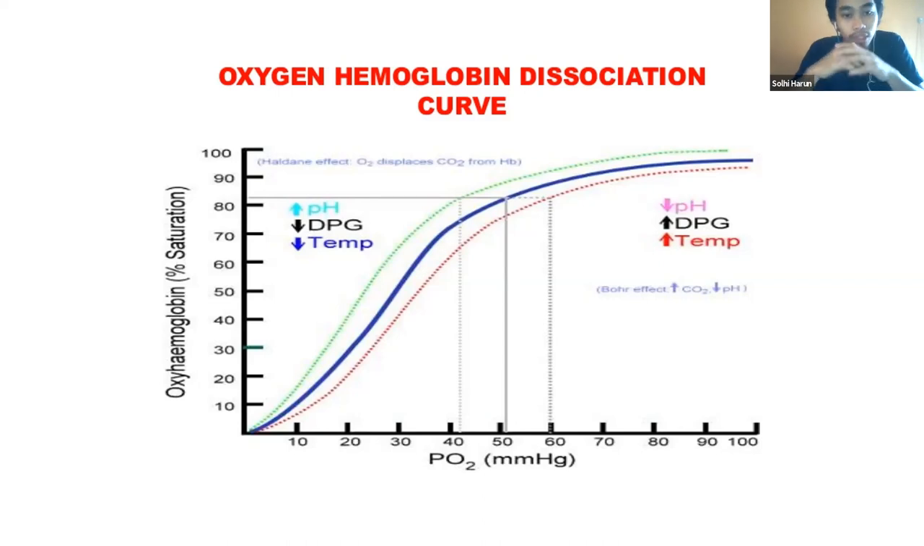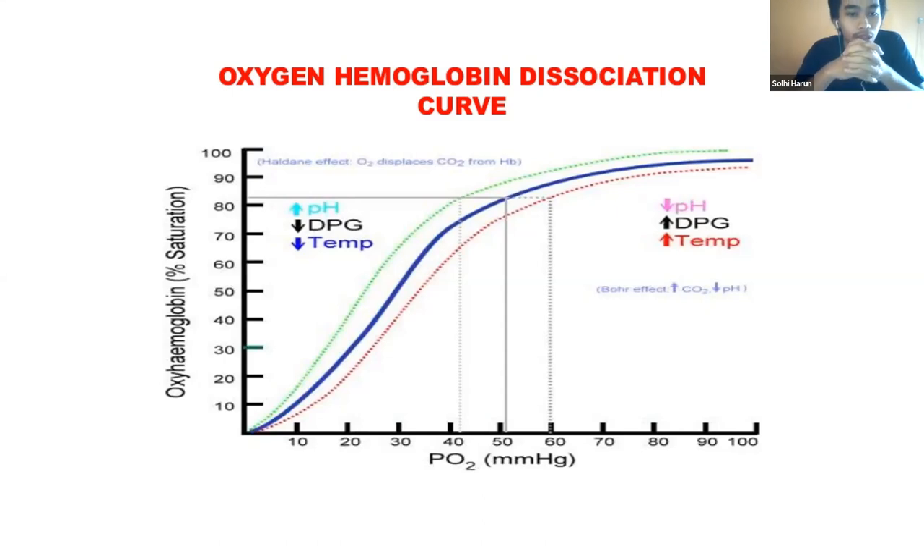In this curve, I want you to focus on one curve. For example, the blue curve is the normal one. The higher PO2 usually represents the lung, where we have a very high PO2. So at very high PO2, we have very saturated hemoglobin. As we go down to the left at a low PO2, we see that the curve becomes steep. This represents the tissue unloading. If you take a look at the lower level of the y-axis, that represents the unloading of oxygen from hemoglobin.